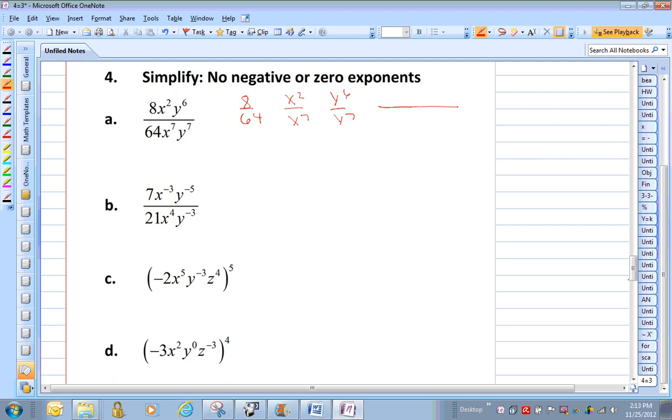You have to kind of think of all these as separate pieces. 8 over 64, I believe 8 times 8 is 64. So 8 goes into 64 8 times. So that would be 1 over 8.